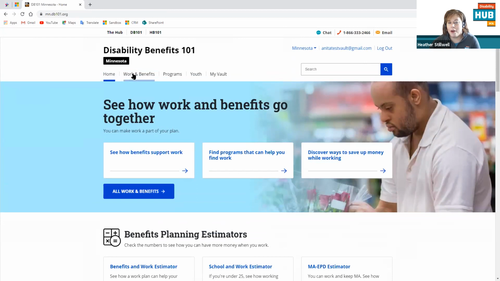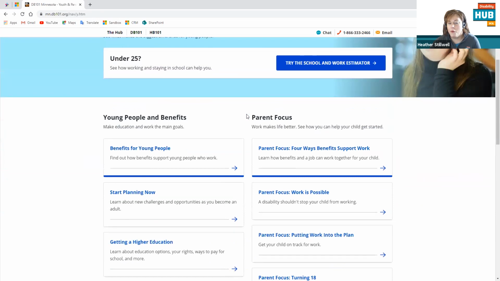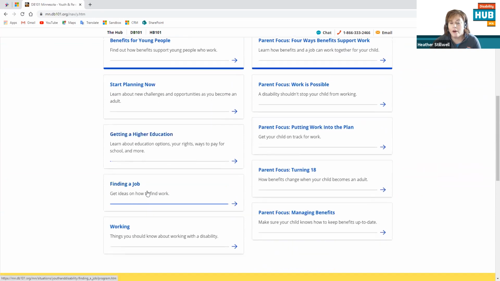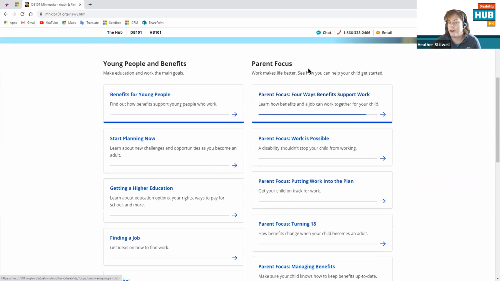And so right across the top here are the different sections we talked about with youth, work and benefits, the program section, and the vault. So I'm going to jump over to the youth section. And this is the area we talked about before, where there's a number of articles that may be a benefit for Anita to look at about maybe she's interested in having more education after she finishes high school, or some ideas about how to find work. On this side, there's a number of articles that also talk about information that her parents might be interested in as well. So there are some articles she can look at there.